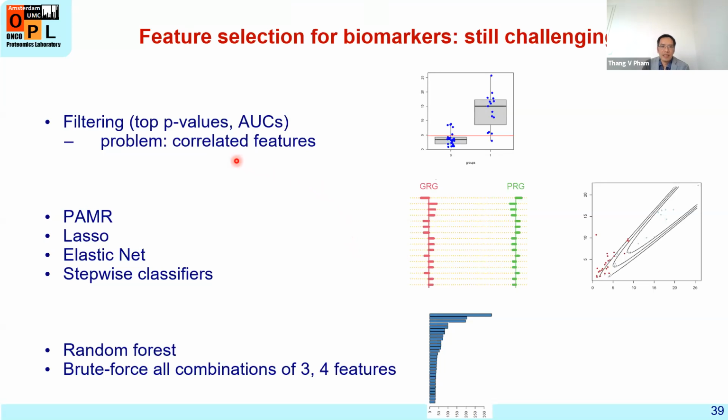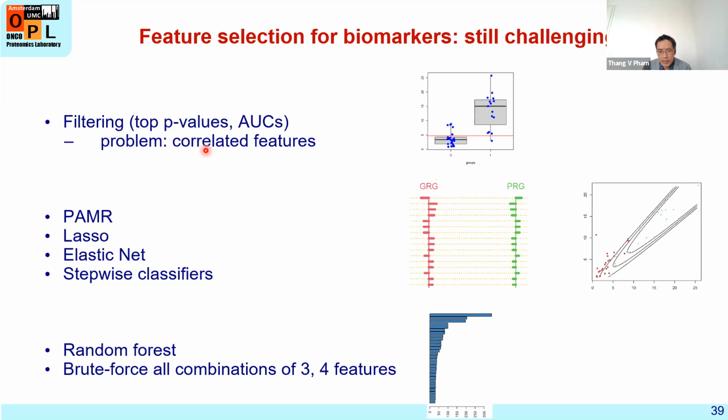three approaches. The first one is called filtering, where we just look at the top proteins, ranked either by p-value or area under the curve. The problem with this is that many of these top features are correlated, so they are involved in the same processes and so on. So if you try to combine them together, it will not improve the results so much.